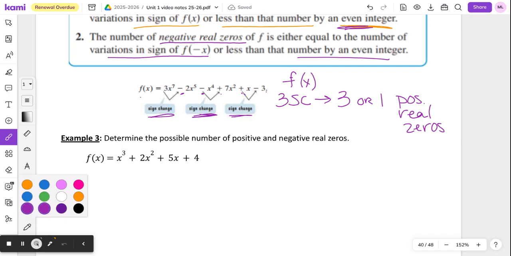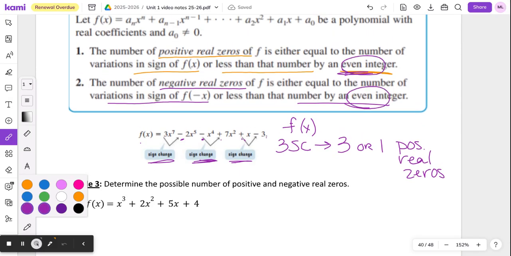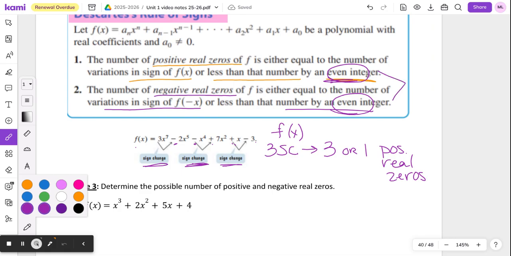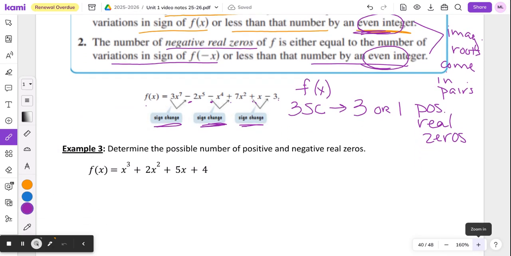Why do we decrease it by 1 or 2? We decrease it by 2 because, remember, we're talking about positive real or negative real zeros. If they're not real, they could be imaginary, and imaginary roots come in conjugate pairs. So this whole decreasing by an even integer is because imaginary roots come in pairs. So that's why we decrease by 2 each time. All right. We also would look at f of negative x and see how many sign changes.